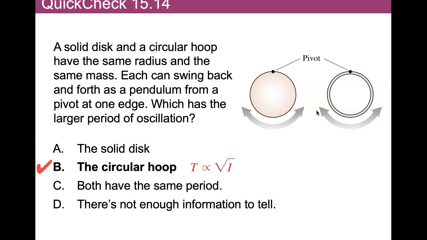For the disk, the mass is distributed uniformly on the surface, so a lot of the mass is much closer, so it must have a smaller moment of inertia. I believe, if I remember correctly, it's 1/2 mr squared for a disk, whereas for the loop it's obviously just mr squared because all the mass is a distance r from the center of mass.